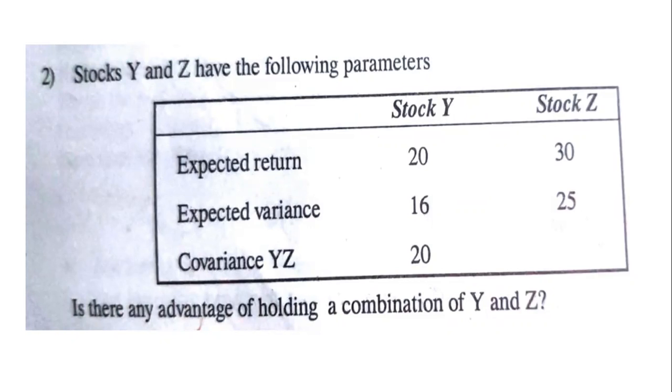The expected rate of return for stock Y is 20 and for Z it is 30, and the expected variance for stock Y is 16 and for stock Z is 25. He has also given the covariance between Y and Z, that is 20. The question is asking: is there any advantage of holding a combination of Y and Z? So let's solve this problem.